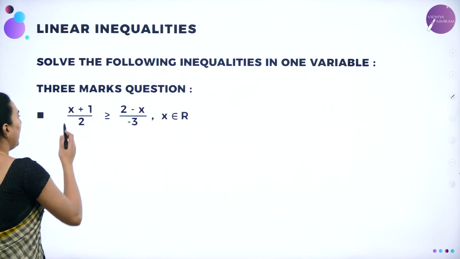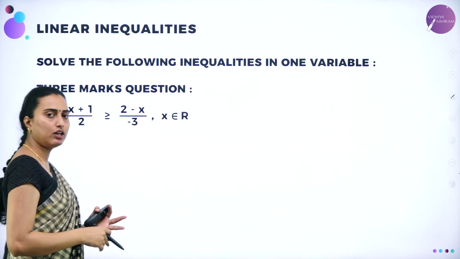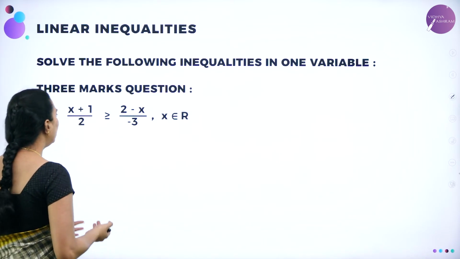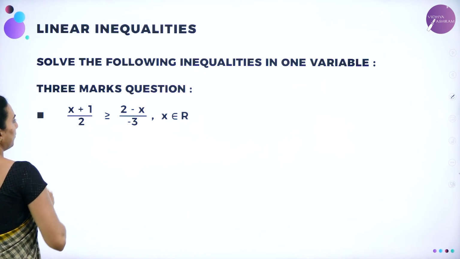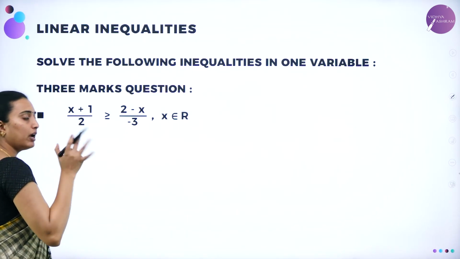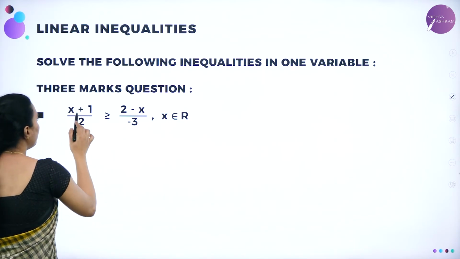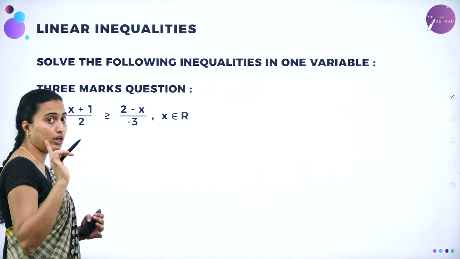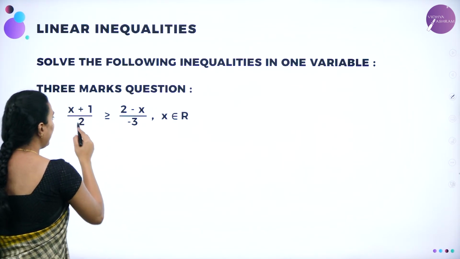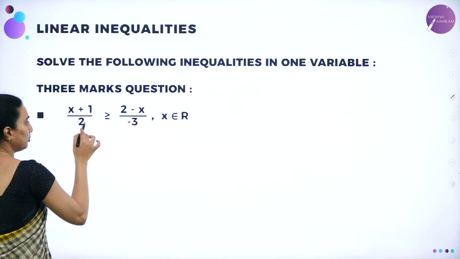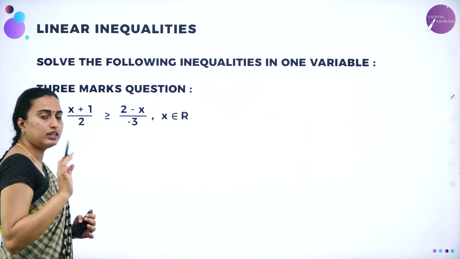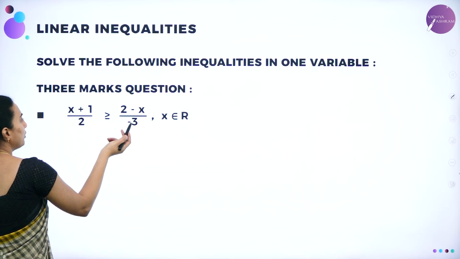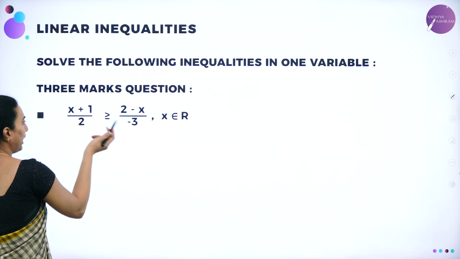What they have asked: x plus 1 by 2 is greater than or equal to 2 minus x divided by minus 3, x belongs to R. So here I am going to multiply by minus 3 on both sides. If you multiply by minus 3, the inequality will change. If you multiply by plus 2, the inequality does not change. So multiplying throughout by minus 3 and here 2, cross multiplying 3, what will it be? The inequality automatically changes. So here, what I am going to do is multiply by minus 3.